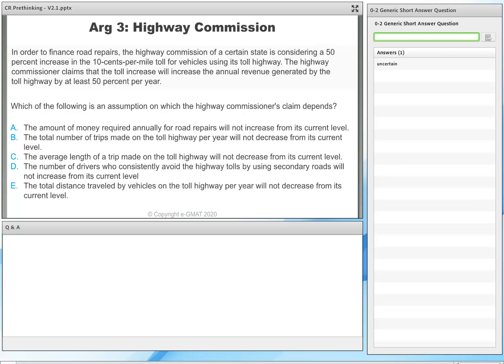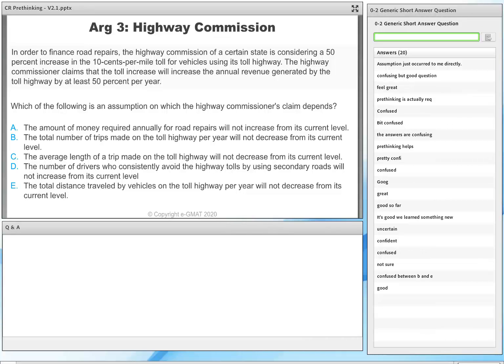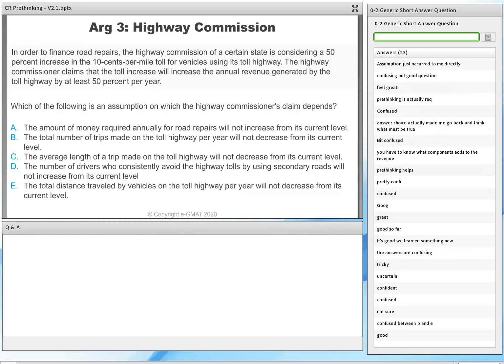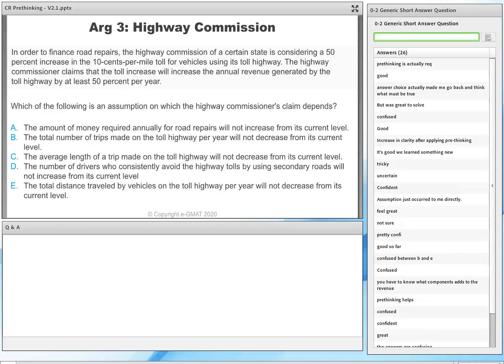Uncertain, okay. Feels great, good. Confused, good. You can see the different kinds of emotions that are there. Confused, confident. Pre-thinking helps. The answer choices are confusing. They're designed to be. And that's where, when you look at this, this is a 700 level question, the accuracy is 35% here. And that's the very definition of it. Very simple argument, but that's where the answer choices mess you up.